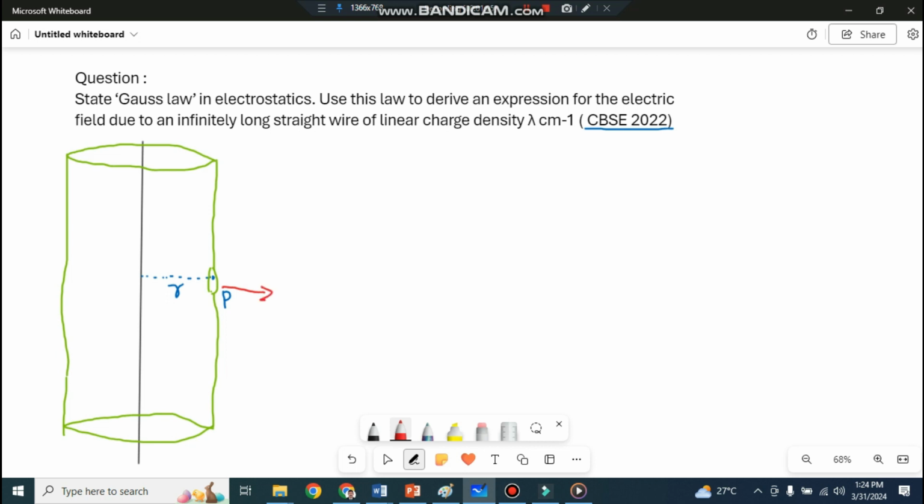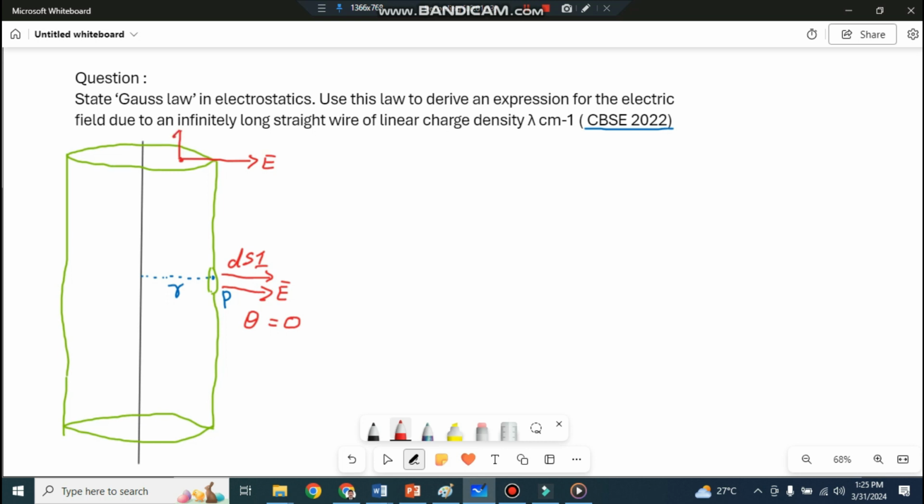I am marking the electric field direction, which is away from the positive charge, so directed away from the cylinder, and the area vector also away from the cylinder. So here the surface we are calling S1, and ds1 is the small area, and since they are parallel, the angle between them is 0. Top and bottom surface also we want to consider.